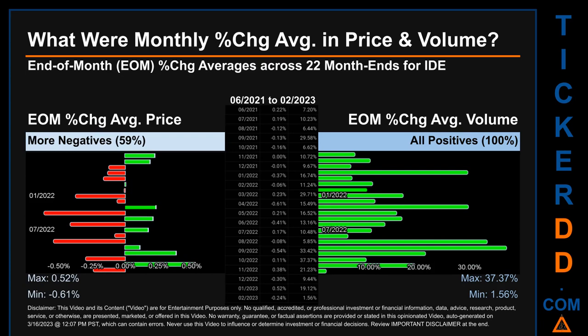Meaning 59% of month ends saw a negative percentage change in average price. In terms of volume, 22 out of 22 month ends had a positive percentage change. That is 100% of month ends saw a positive percentage change in average volume. Price saw an end-of-month max of 0.52% in average percentage change along with a minimum of minus 0.61%. For volume, the maximum and the minimum monthly percentage change were respectively 37.37% and 1.56%.